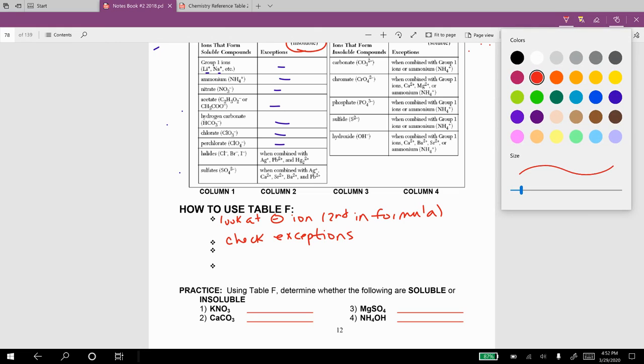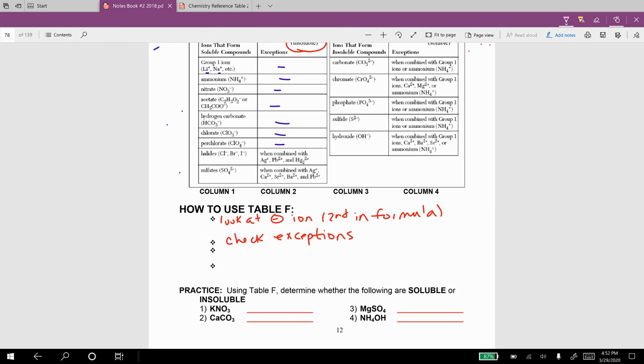Let's choose a color. Let's try this pink. So I have potassium and I have nitrate, so I have an NO3, because I'm looking for that negative ion. Where is NO3 in my table? I scan the table till I find NO3. Here is NO3, nitrates. Are nitrates soluble? Yes, they are soluble. Check my exception: no exceptions. So no matter what it's with, it's soluble.